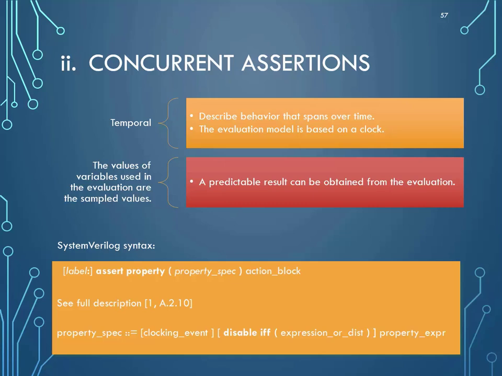Concurrent assertions, this is also for your reference, showing how they are classified. They describe behavior that spans over time. That's what I said before, and the evaluation model is clock based. You need to specify the clock for your sequence. Let's say, for example, that you define sequences inside a module block, and you don't specify a clock signal inside your description of the sequence. Will the simulator flag an error or not?